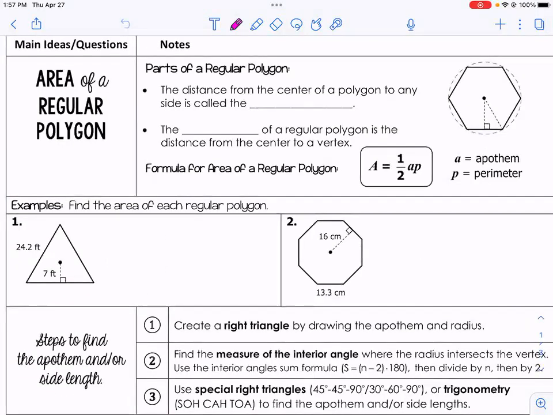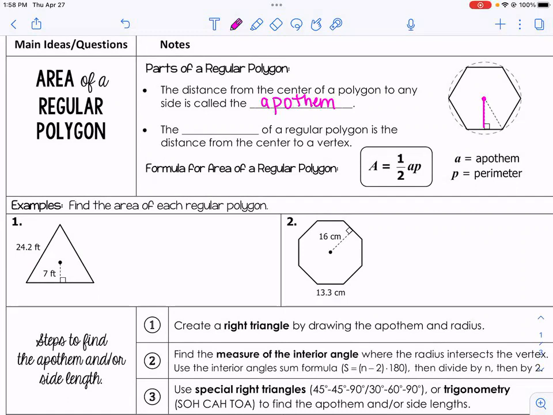The distance from the center of a polygon to a side, this pink distance right here, is called the apothem. The apothem.